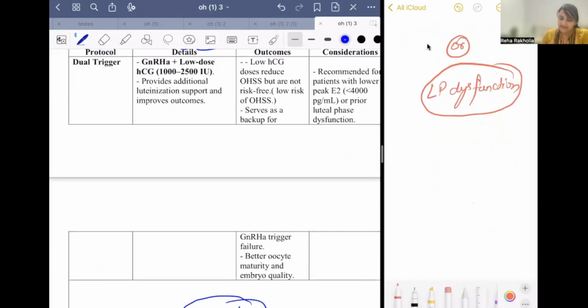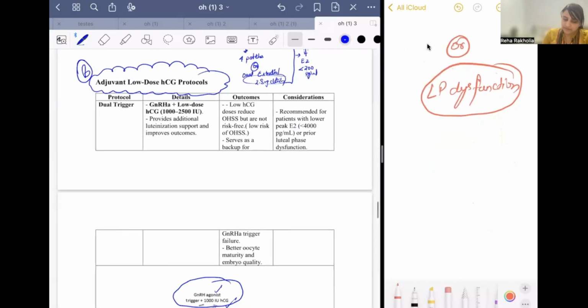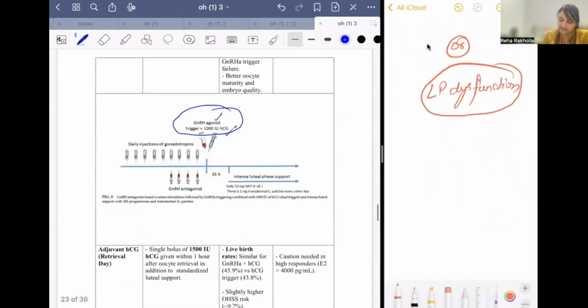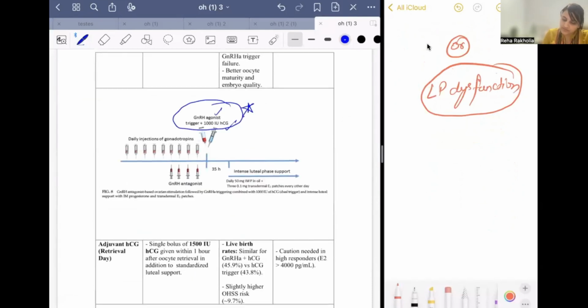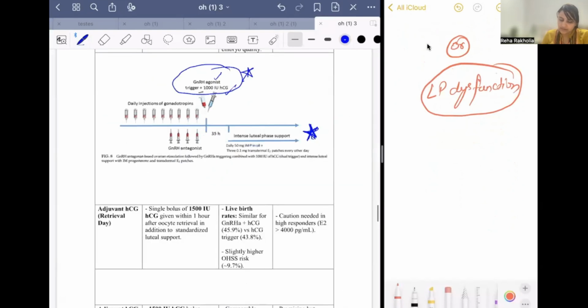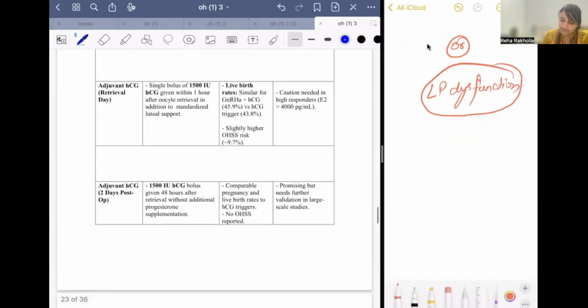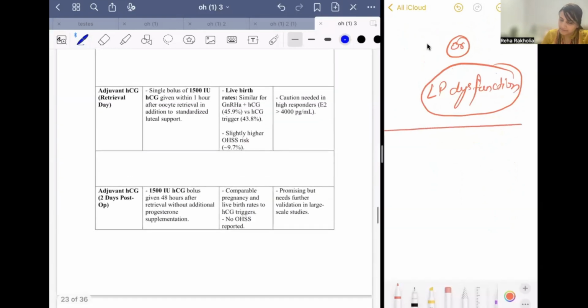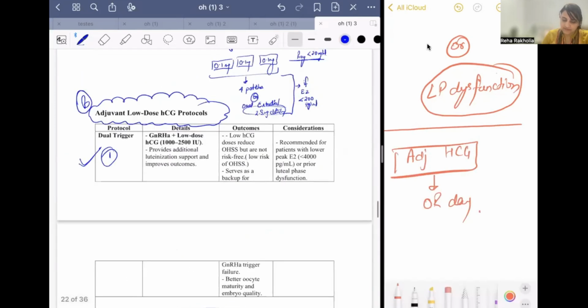Now we'll talk about second adjuvant HCG protocol. First was dual trigger. As we can see here, dual trigger is used with intensive luteal phase support. Now we talk about the adjuvant HCG given on the retrieval day, oocyte retrieval day. This was first and this is second.